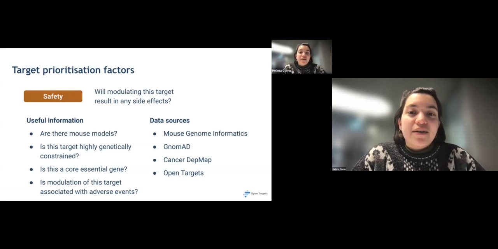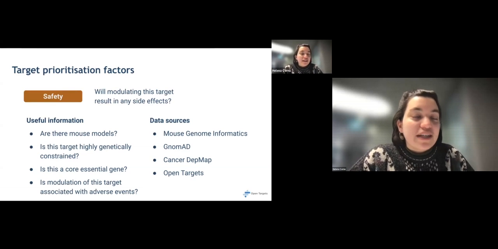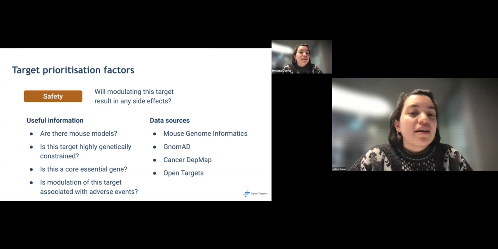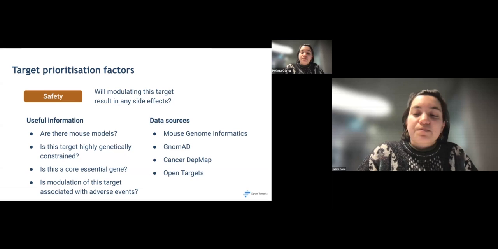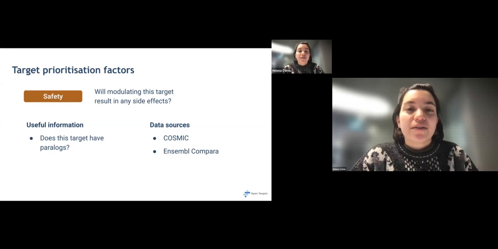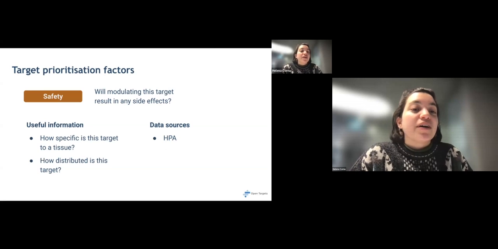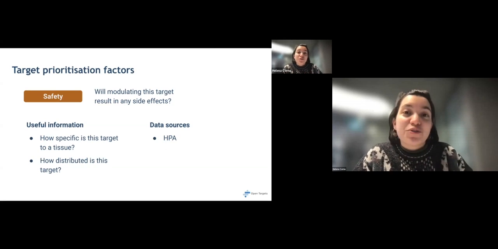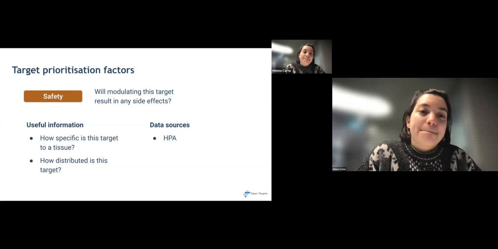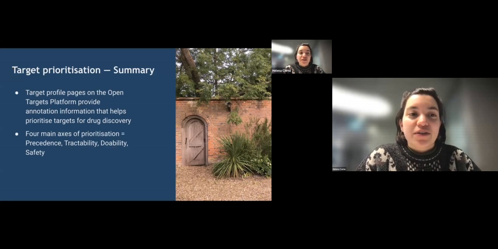And in safety, will there be any side effects? Is this target under high genetic constraint? Is it a core essential gene? Is modulating this target associated with adverse events? These are some of the questions that inform this. And then finally, does this target have any paralogs? Is the target specific to a tissue? How distributed is it? So these are all the questions that we have when we think about target prioritization.